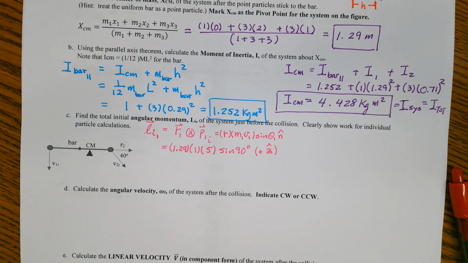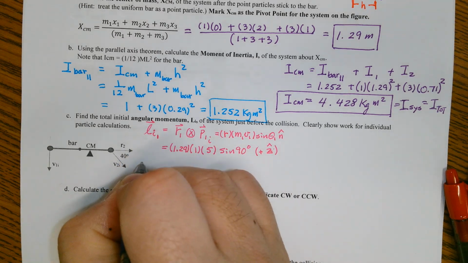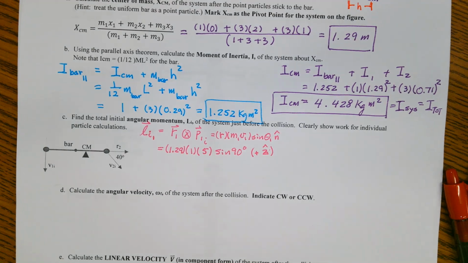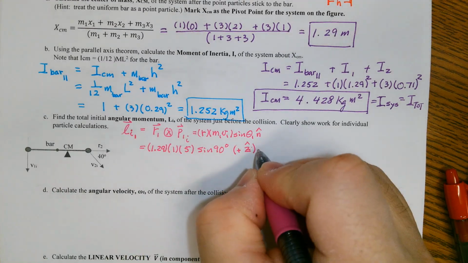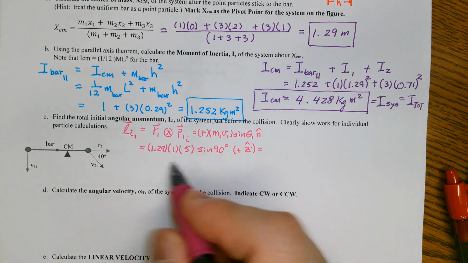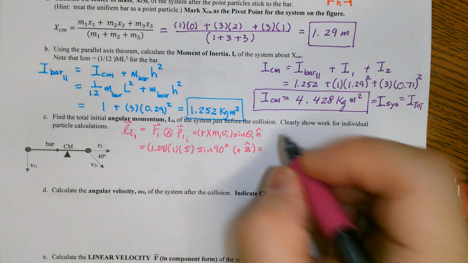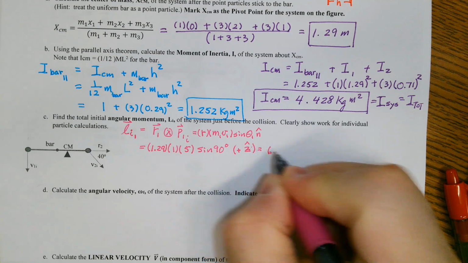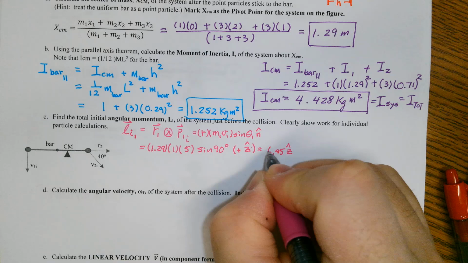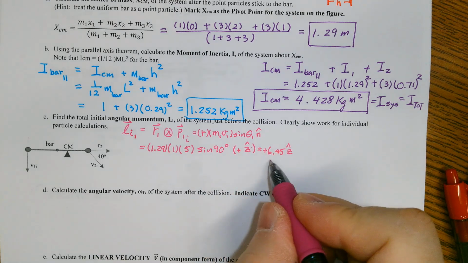Okay? Then, if we were to take a look at L, we should figure out what that actually is. If we work this out, this is 1, so 5 times this. I think you get something like 6.45 Z hat, positive, right? Z hat.